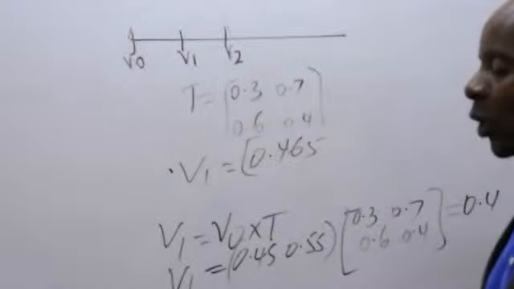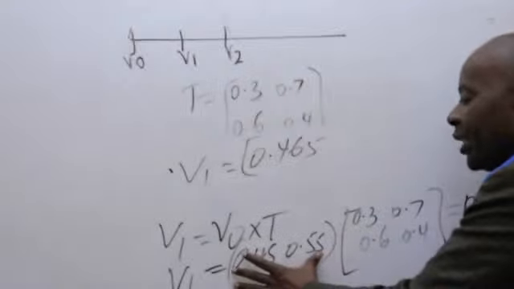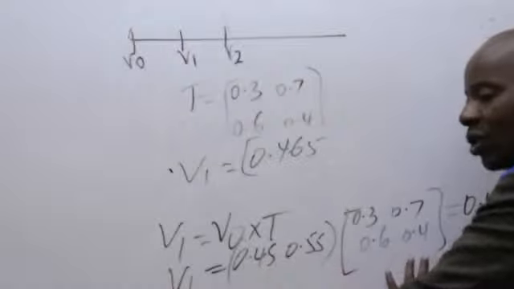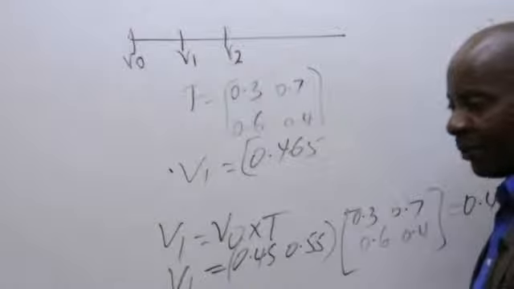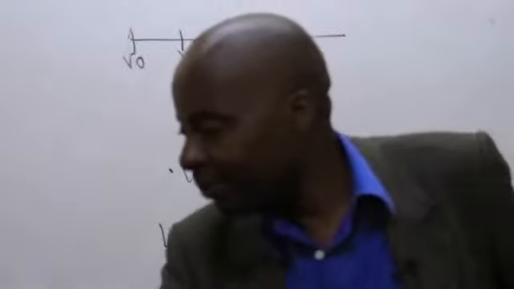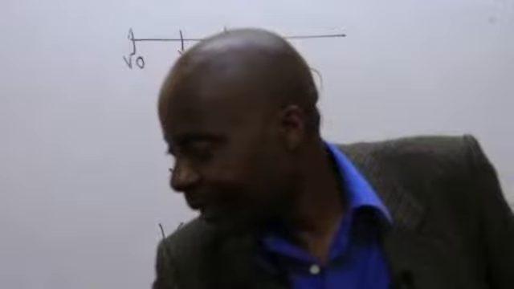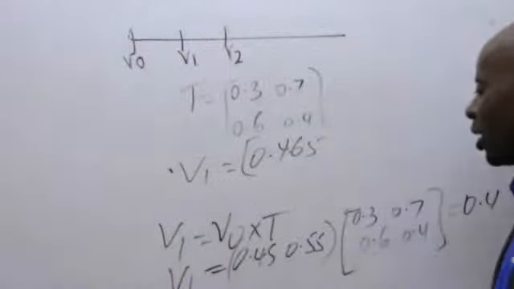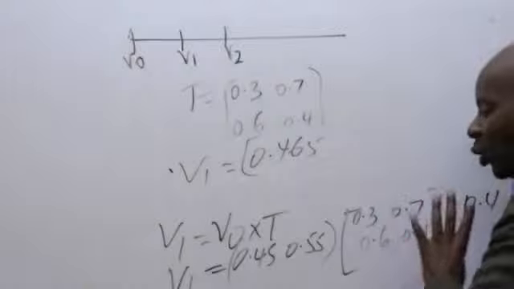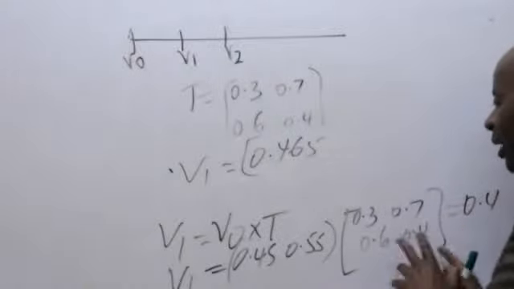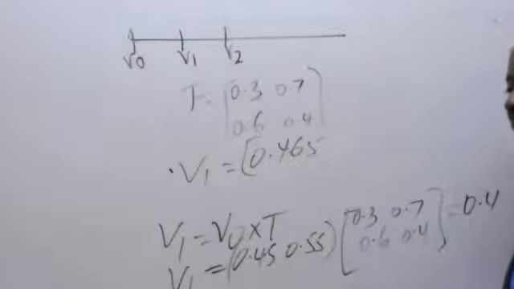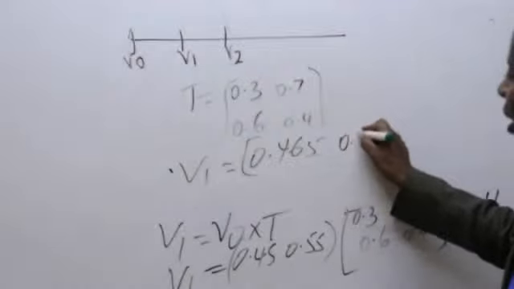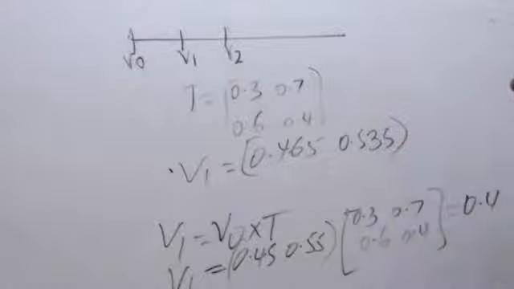How do I get the second component? To get the second component, I will take this row by the second column. I hope they're able to follow. How do I do it? 0.45 times 0.7 plus 0.55 times 0.4. Please give me a figure. Aha, we have Denzel giving me 0.535, like that. So that is vector 1.